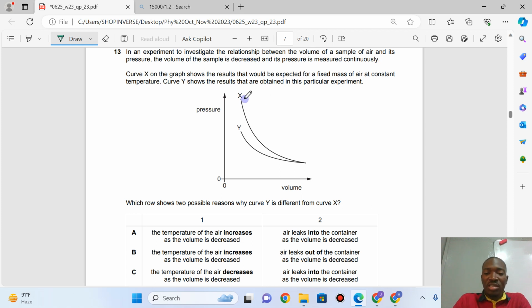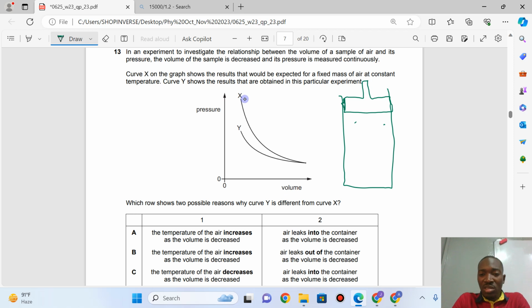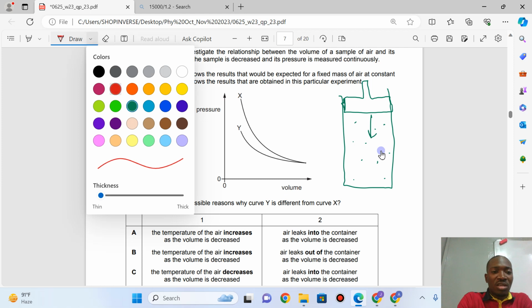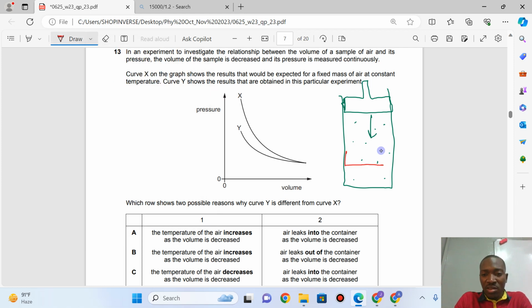Since volume is decreasing, that can be considered as a situation like this. You have air trapped in a container and a piston with which you can apply a force. Let's assume these are air molecules. When you push the piston downwards in order to reduce the volume, because that's what the question says, the volume of the sample is decreased and its pressure is measured continuously. Let's assume after pressing it down, the position of the piston is here.